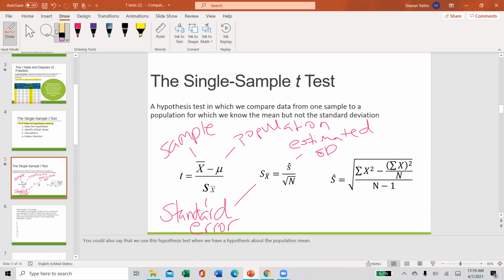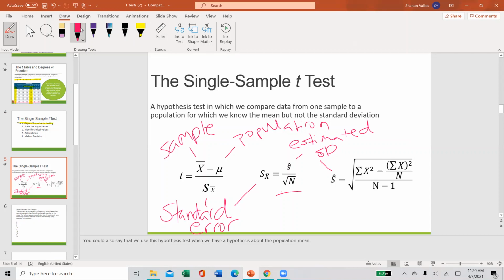Sorry, that looks like a z or something. I didn't want to do that. So we're going to take our estimated standard deviation and divide it by the square root of n. Estimated standard deviation is also right here.